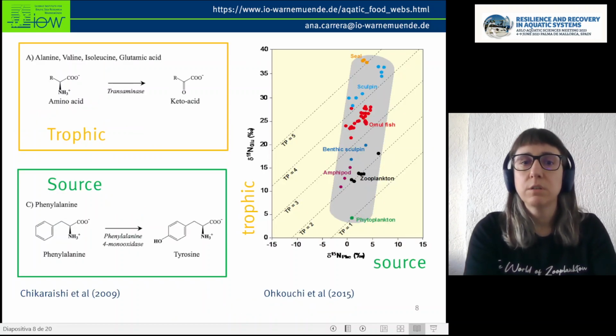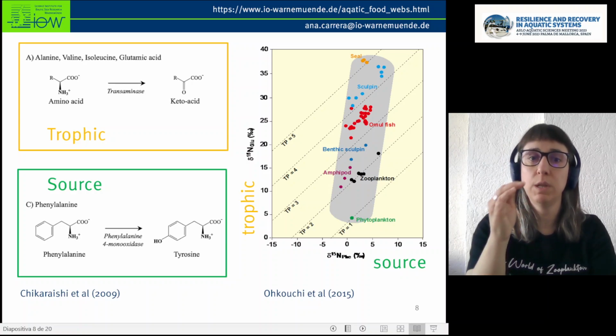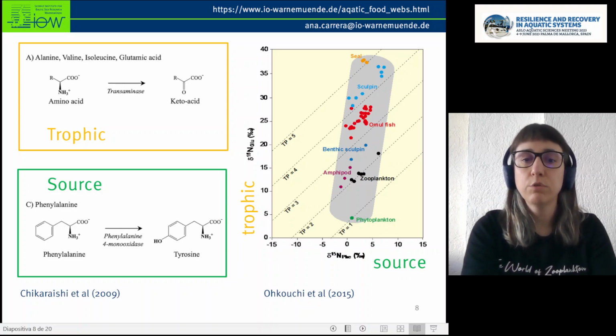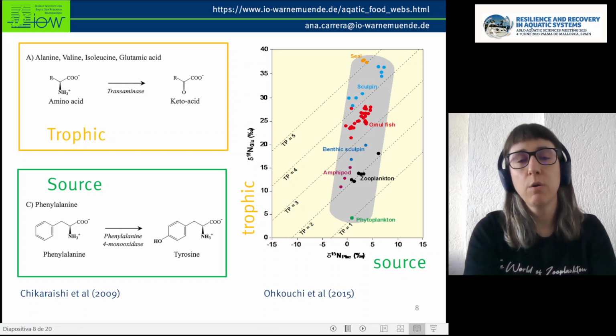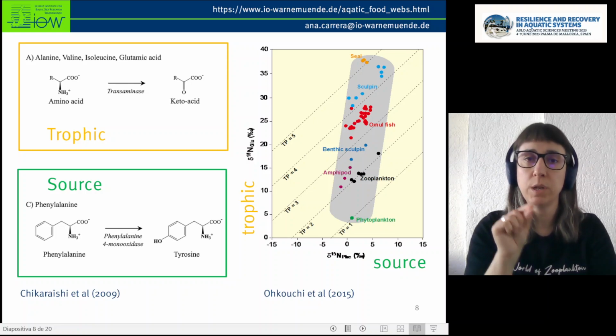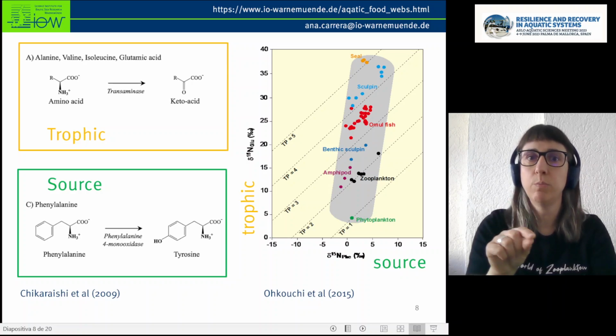And what are trophic versus source amino acids? Well, the trophic amino acids are those whose nitrogen isotopic signature changes drastically when they go from one trophic level to the next. And the source amino acids are those that barely change, so they always reflect the signature of the nitrogen source that primary producers use at the base of the food web.